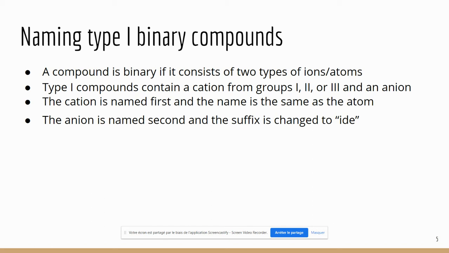So a type 1 compound will contain a cation from groups 1, 2, or 3, and an anion. So essentially not a transition metal. So a metal and a nonmetal, the metal is not a transition metal. First, we name the cation first. So an example of this is sodium chloride. So it's just sodium for the first word. And then the second element is named second, which is going to be the anion. And then for the anion, you change its suffix to IDE. So originally it had, let's say, sodium chlorine, and it becomes sodium chloride.